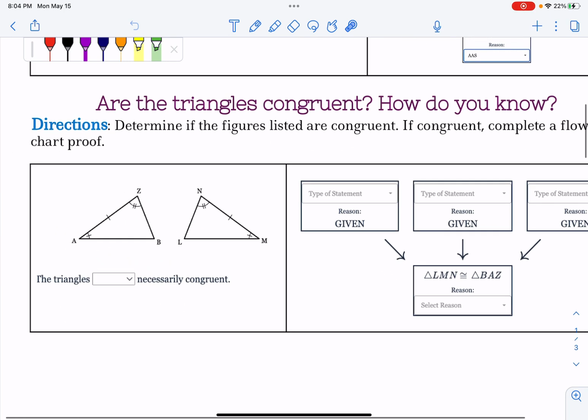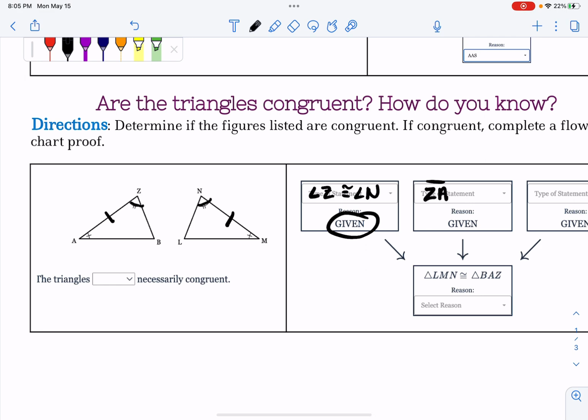Okay, so let's look at the information we have over here and decide if we can prove these triangles are congruent. So we're given angle Z is congruent to angle N. I'm just going to start writing that out. Angle Z is congruent to angle N. How do I know? It was given to me, again, with those markings there. And then I know that side ZA is congruent to side NM. So ZA is congruent to NM. And how do I know that? Well, they gave it to me. Again, that's going to be given because they told me.